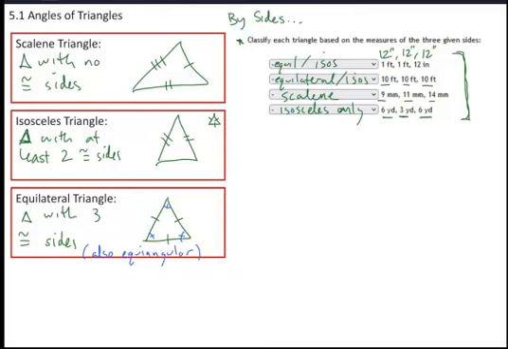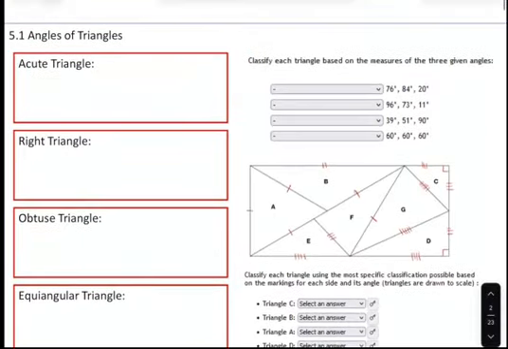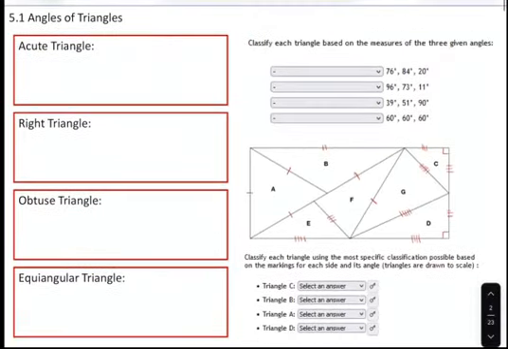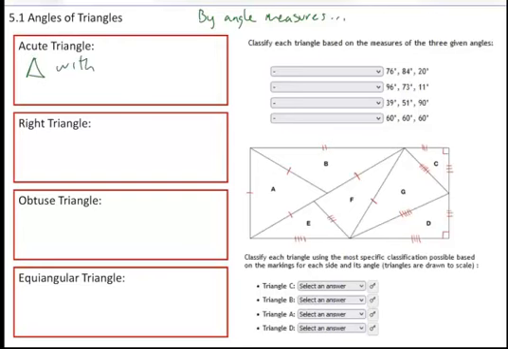So that's classifying triangles by the lengths of their sides or how many sides have the same length. You can also classify triangles by their angle measures. The three main classifications for that would be an acute triangle. That's a triangle with 3 acute angles. If all angles are acute, remember acute means less than 90 degrees, so this would be an example of that. Here you're using the eye test. You assume that it's drawn to scale.